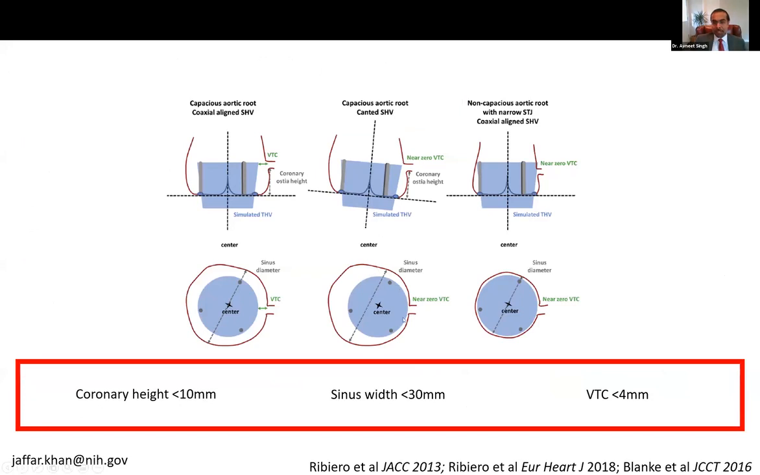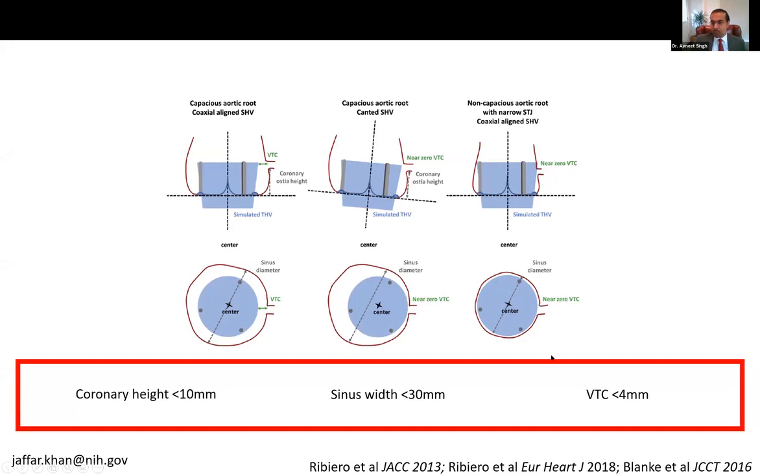Now, various predictive models have been created, and this is one of the things that we do: you try to do a virtual transcatheter valve implant based on the CT findings, and you create a model to see what the surgical valve leaflets would look like. And if you find any of these scenarios, that the coronary heights are less than 10 millimeters, the sinus width is less than 30 millimeters, and the VTC, which is the virtual valve to coronary distance, which is measured right here, or you can look over there, where there is no distance at all because the valve leaflets are coming over.